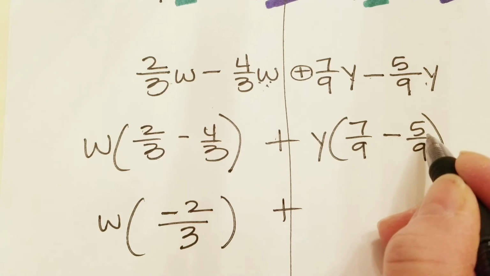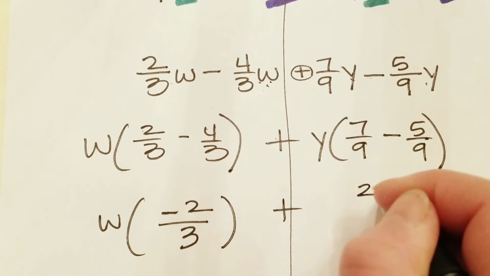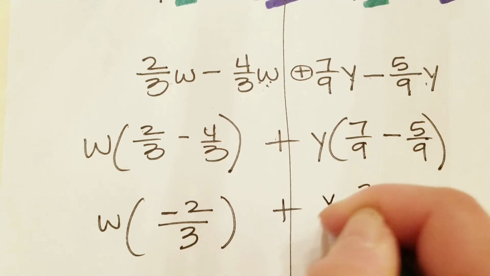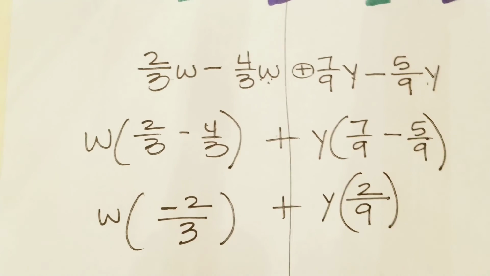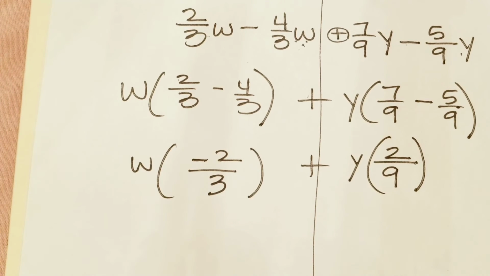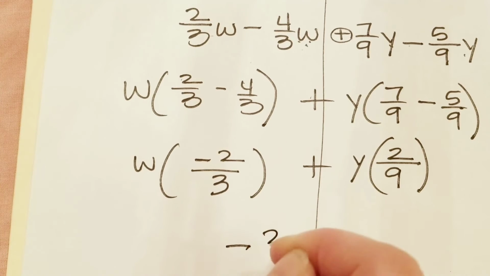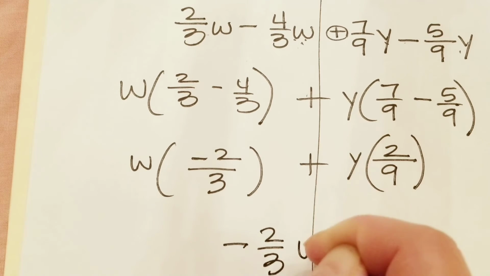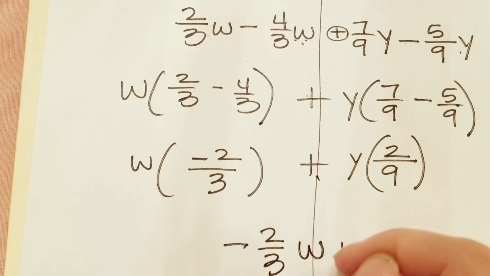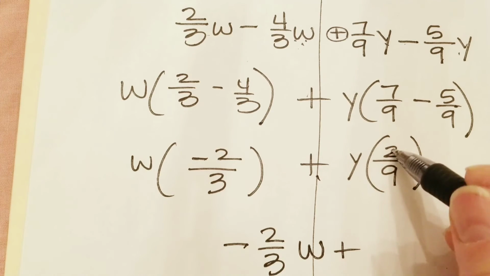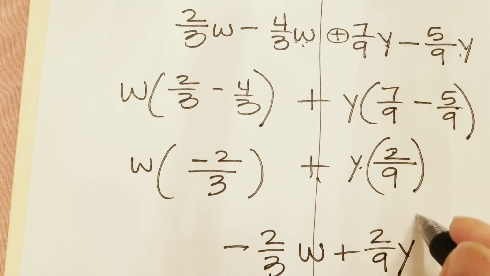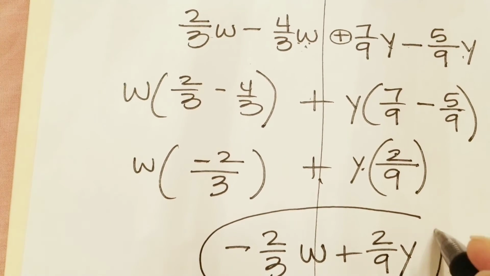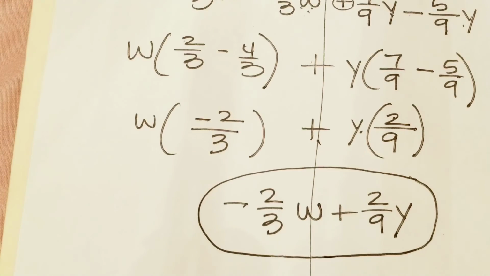7 minus 5 is 2 over 9. And so essentially I have my answer, but I need to write it in proper form. So we have a negative 2/3 W plus 2/9 Y. A negative 2/3 W plus 2/9 Y.